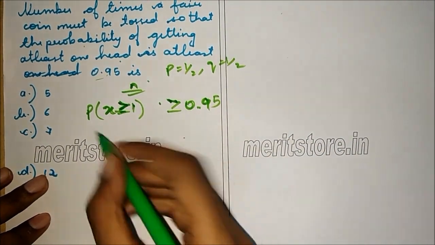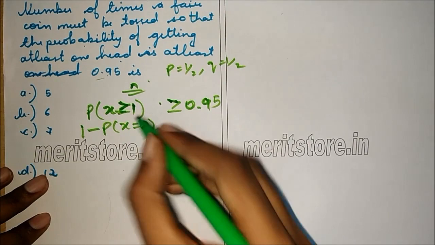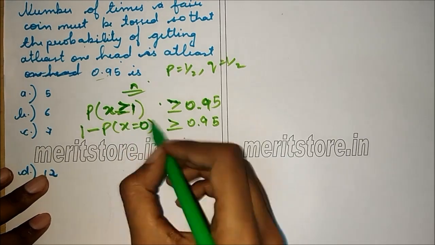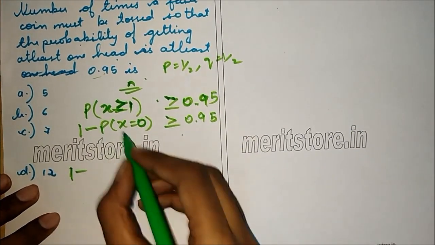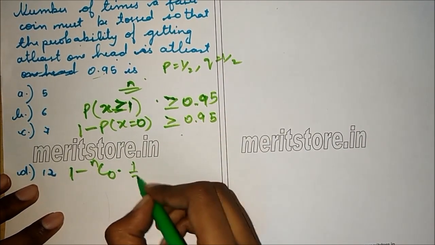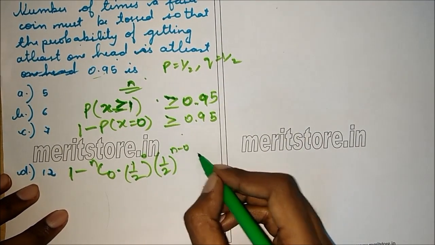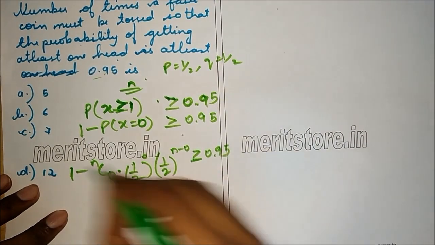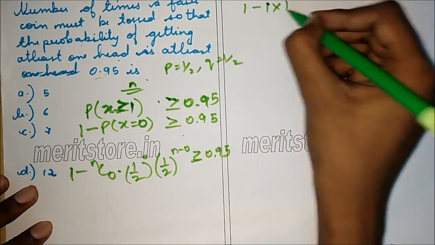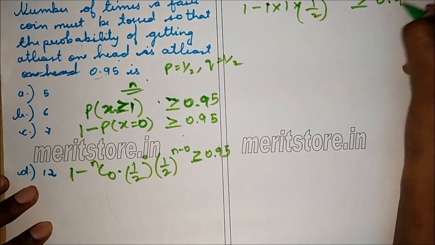So P(X greater than or equal to 1) is the same as 1 minus P(X = 0), that is 1 minus none property. So this will be greater than or equal to 0.95. So for P(X = 0) we apply the formula. So this will be 1 minus nC0, p raised to r, that is half raised to 0, q raised to n minus r, that is half raised to n minus 0. This can be simplified as 1 minus nC0 is 1, half raised to 0 is 1, half raised to n minus 0 is half raised to n. So this is greater than or equal to 0.95.